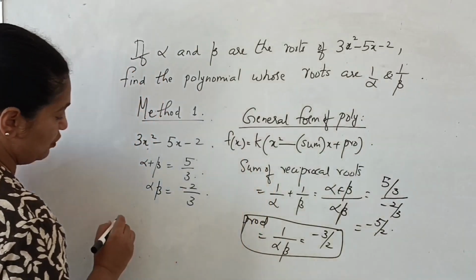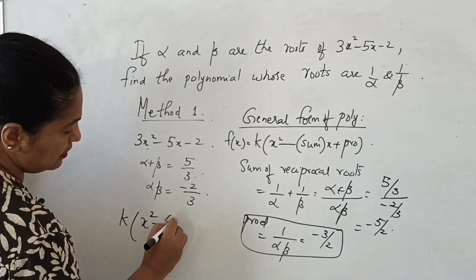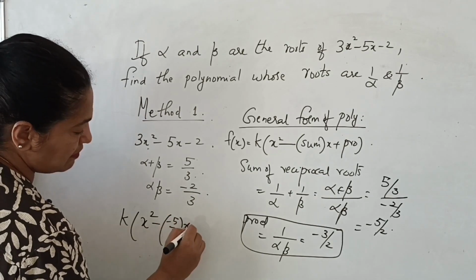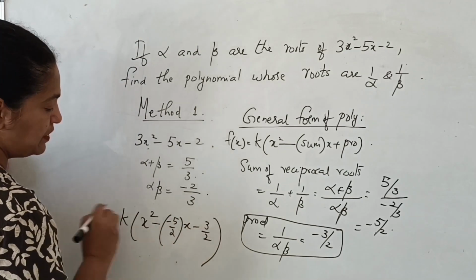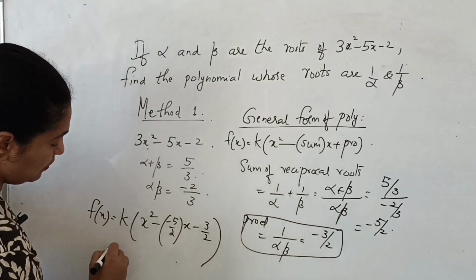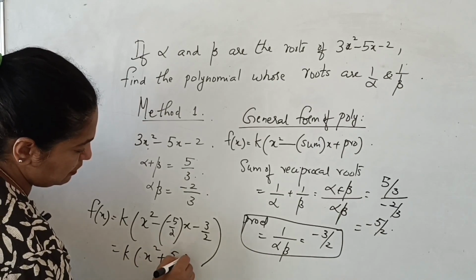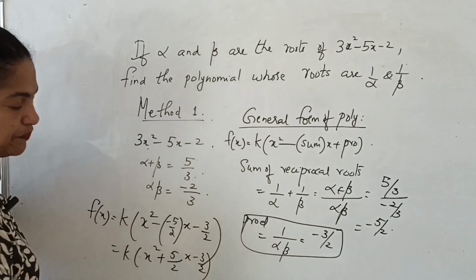So the general form of the polynomial becomes k into x square minus sum into x plus product. This is my f of x. This is a general form. Now k into x square plus 5 by 2 x minus 3 by 2.